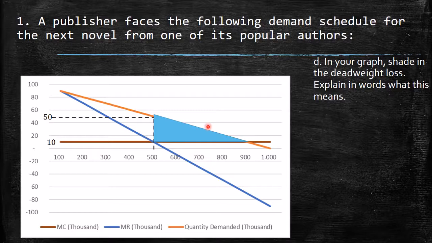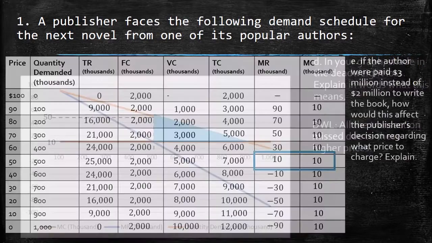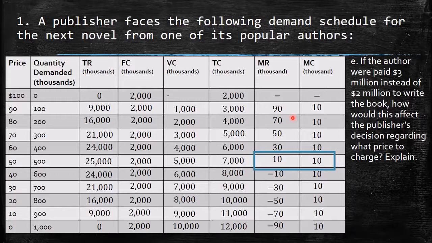So this is considered the deadweight loss. It is the same effect that we had when the government taxes. So then the question says: if the author were paid 3 million instead of 2 million to write a book, how would this affect the publisher's decision regarding what price to charge? Explain. So before moving on, this is our final output of the previous result.